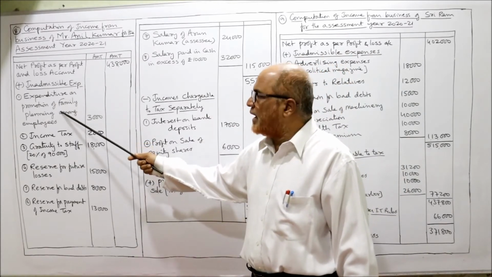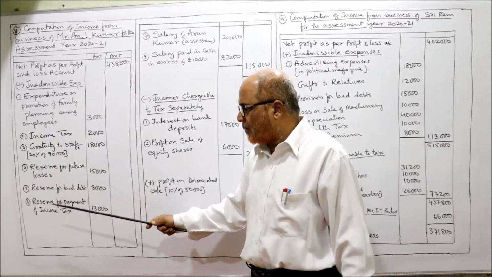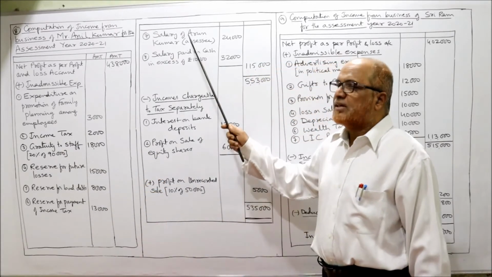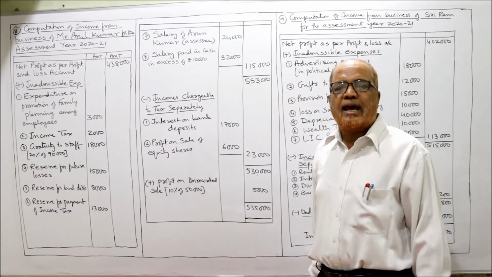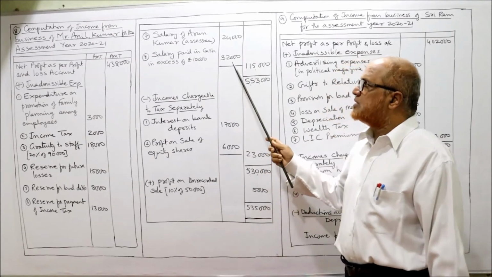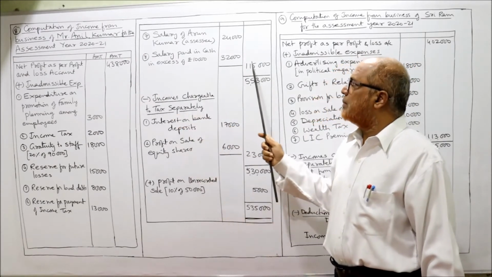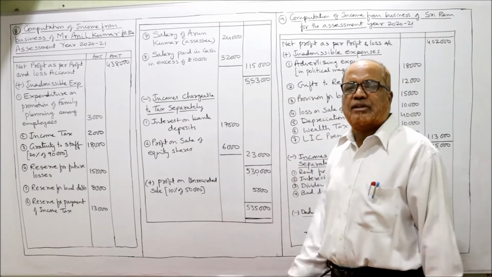Expenditure on promotion of family planning among employees, income tax, gratuity to staff, reserve for future losses, reserve for bad debts, reserve for payment of income tax, salary of Mr. Arun Kumar, and excess salary paid in excess of 10,000. Take the total of the inadmissible items, 1,15,000. Add up 4,38,000 plus 1,15,000, 5,53,000.